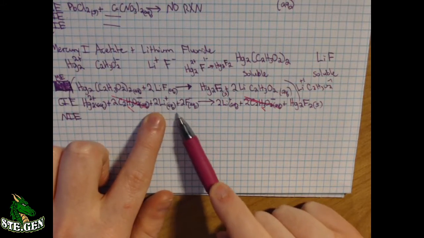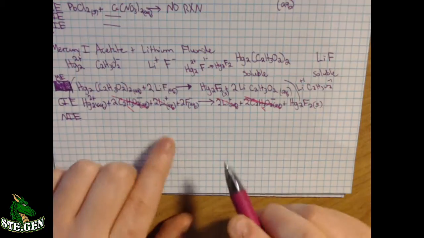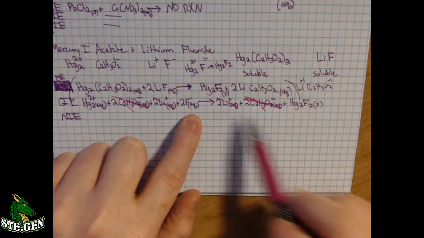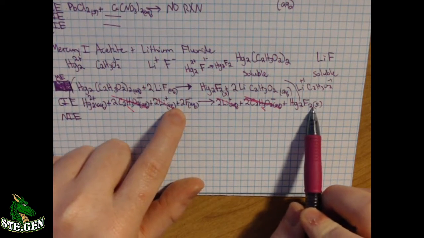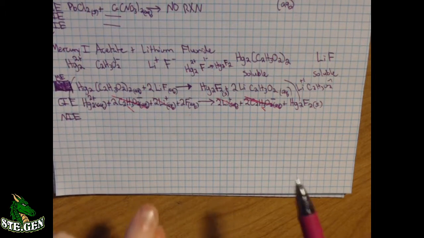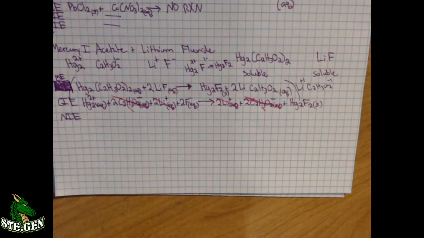So we've got 2 Li plus aqueous, and 2 Li plus aqueous over here. We'll cross those out. And then we've got 2 F minuses that are aqueous, and we don't have that over here. Again, there is Hg2 and there are 2 Fs, but they are not exactly the same pieces on both sides, so they do not cancel out.